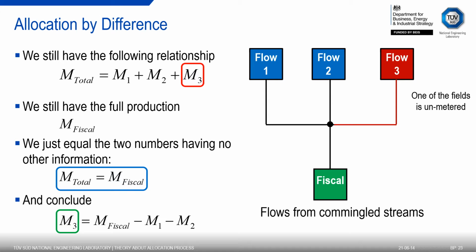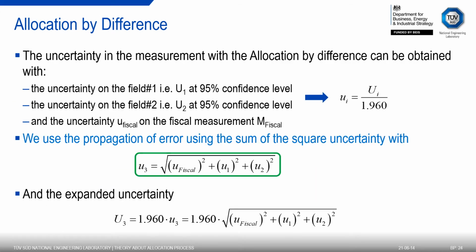And if you equalize the 2 equations I'm presenting here, you can calculate what is produced from the unit number 3. So the unit number 3 production will be the fiscal measurement minus the production of the 2 other units in this case. So as you can see, by definition, there is no information about the production of number 3. So the number 3 is getting what is necessary to match the fiscal measurement.